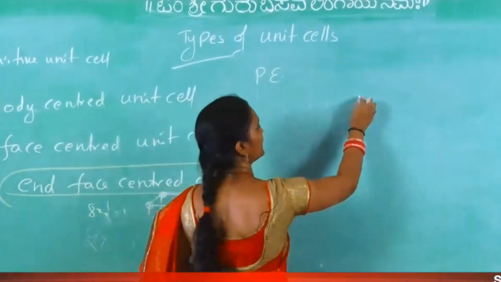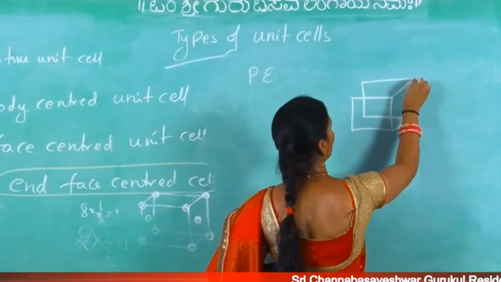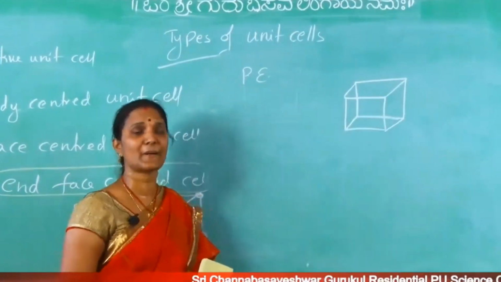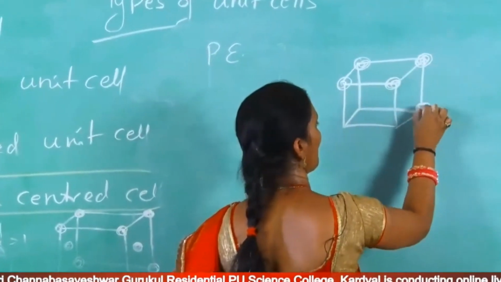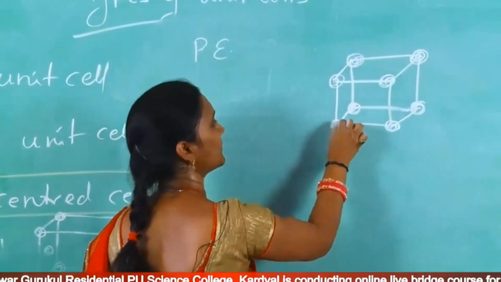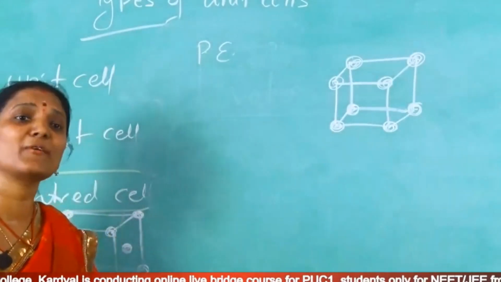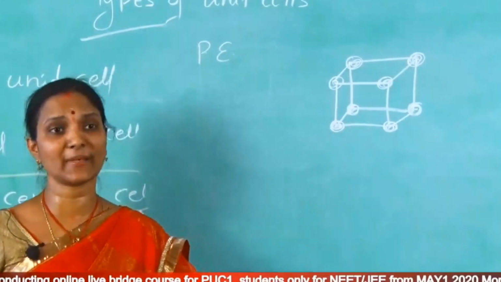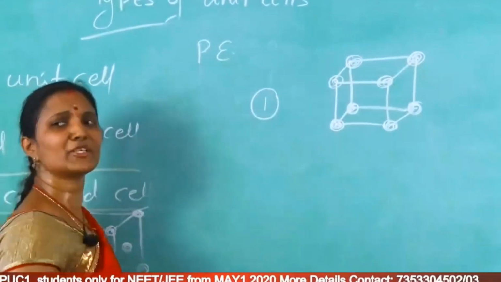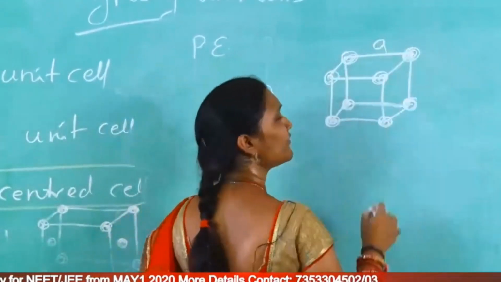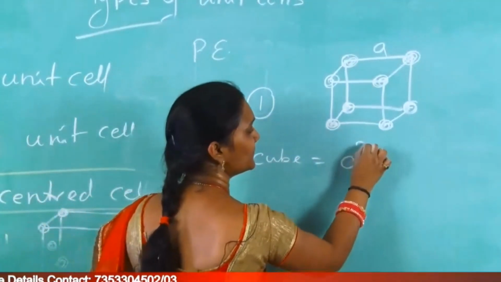Now come to primitive. In primitive, what is the position of the particles? Corners, only corners. How many particles are there? Total number of particles in primitive, already we solved: 8 into 1 by 8 is equal to 1. Number of particles is 1. What is the volume of the cube? Edge length is a, then volume of the cube is a cube.